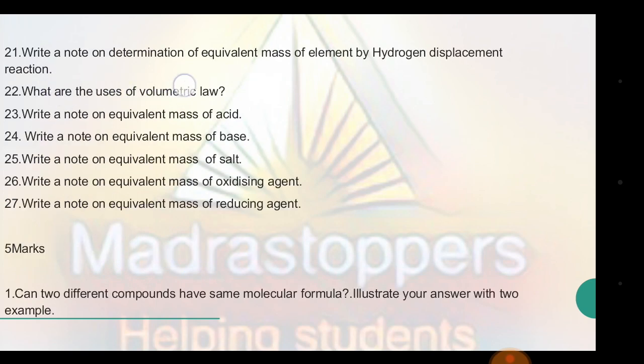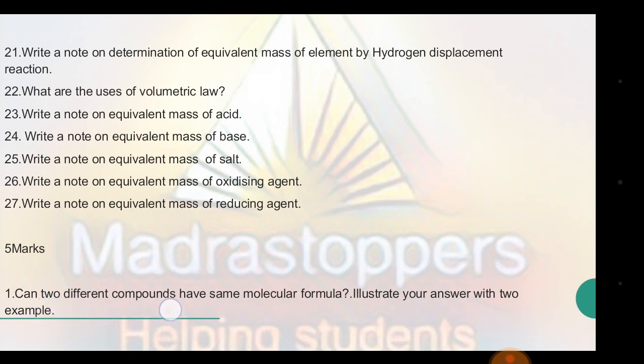Write a note on determination of equivalent mass of element by hydrogen displacement reaction. What are the uses of volumetric analysis? Write a note on equivalent mass of acid. Write a note on equivalent mass of base. Write a note on equivalent mass of salt. Write a note on equivalent mass of oxidizing agent, reducing agent. So 5 marks enna paakala first lesson la.